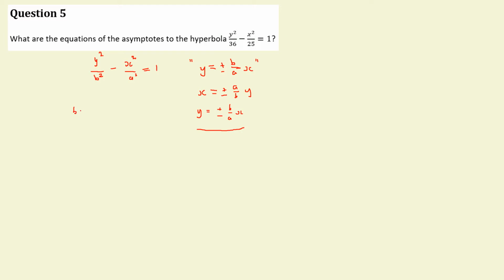b is 6. a is 5 on this one. So there we go. y is plus or minus 6/5 of x. Okay, so just be a little bit careful when they're the other way around. Actually, as far as the asymptotes are concerned, it makes no difference. We still get plus or minus b over a x.